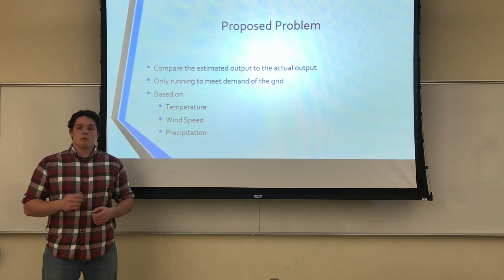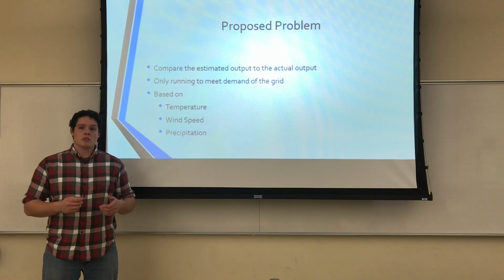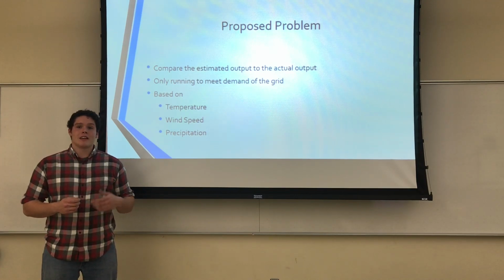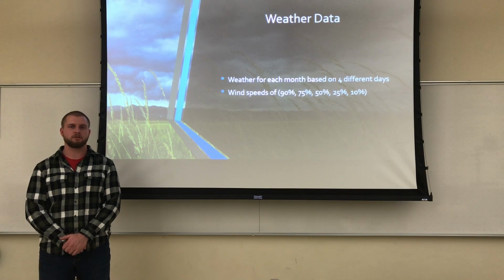This estimated data will be based upon the temperature, the wind speed, and the precipitation for Darlington, Wisconsin. Now, Cole will talk about how this data was collected and then analyzed. For weather data, we analyzed each month separately. For each month, we took 3 random samples of 4 days each for each type of weather that we analyzed, including precipitation, temperature, and wind speed.